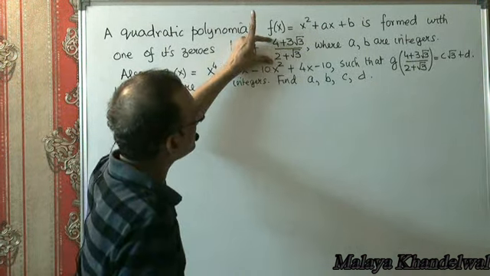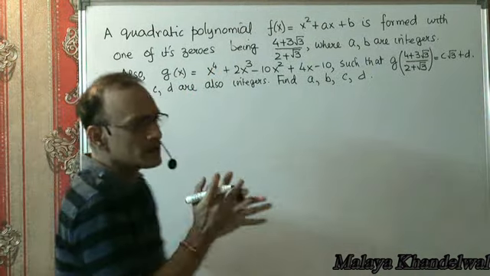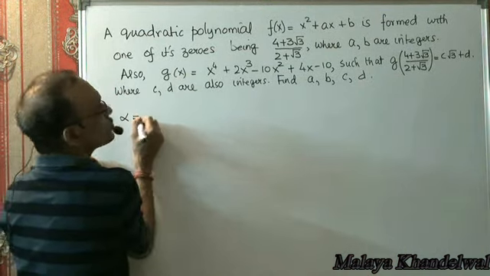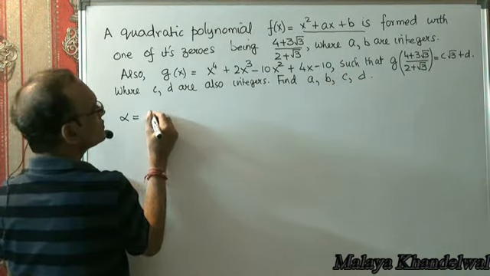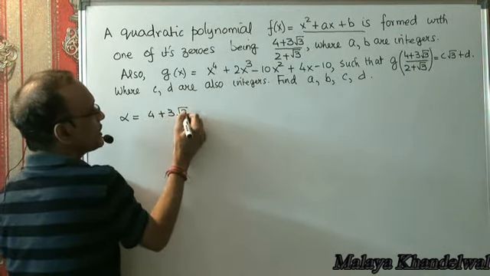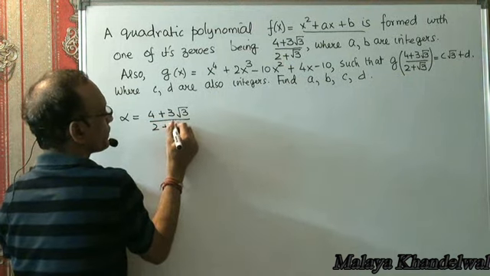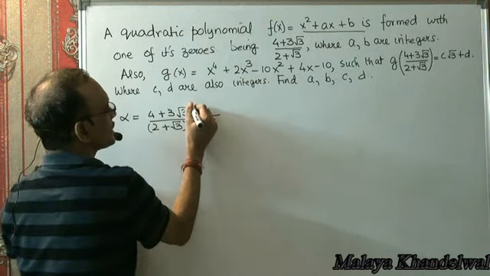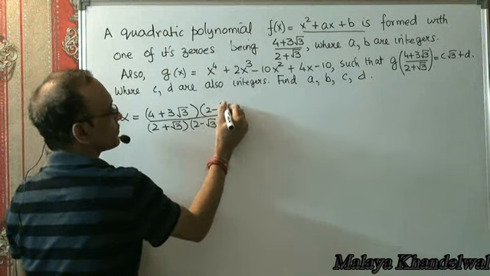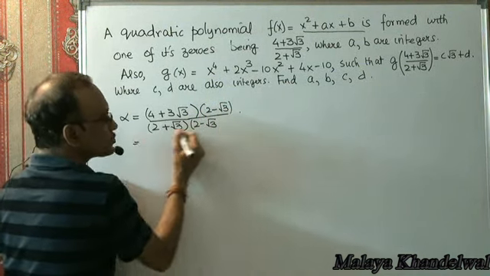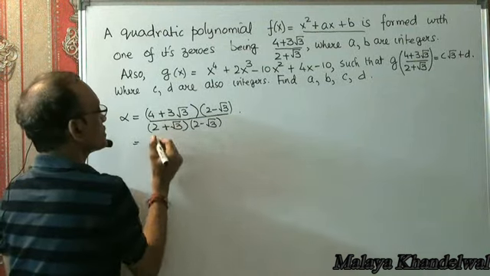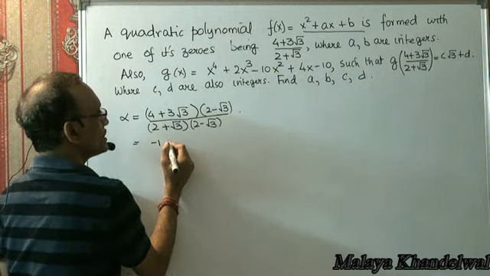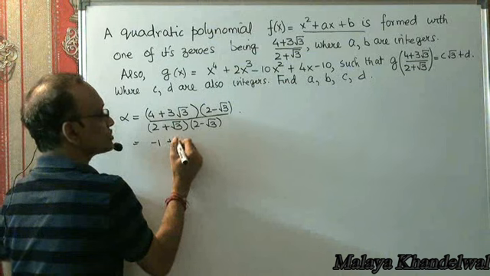So first thing, we write this root alpha as a rational plus irrational number. So alpha, which is one of the roots of this quadratic, is (4 plus 3 root 3) divided by (2 plus root 3). Let me multiply with 2 minus root 3 to rationalize this. The denominator is 4 minus 3, which is 1, and the numerator is 8 minus 9, which is minus 1, and 6 root 3 minus 4 root 3, which is 2 root 3.